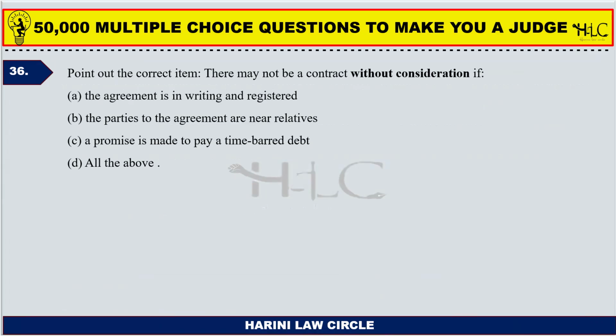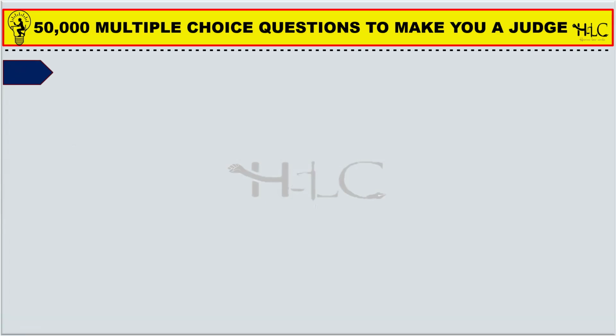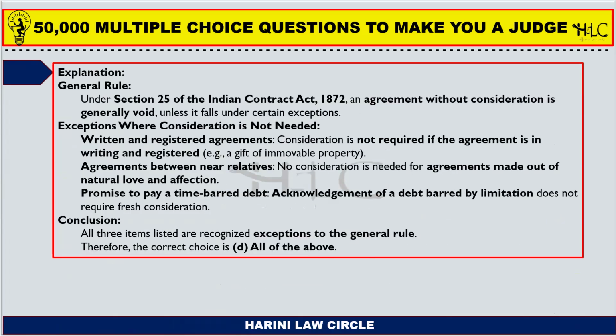Next, moving ahead, question number 36. Point out the correct item. There may not be a contract without consideration if, this is a line which is there in the Contract Act, the agreement is in writing and registered, the parties to the agreement are near relatives, or a promise is made to pay a time-barred debt. So the correct answer is all of the above. Option D is the correct answer. So here are the exceptions, as an agreement without consideration is generally void.